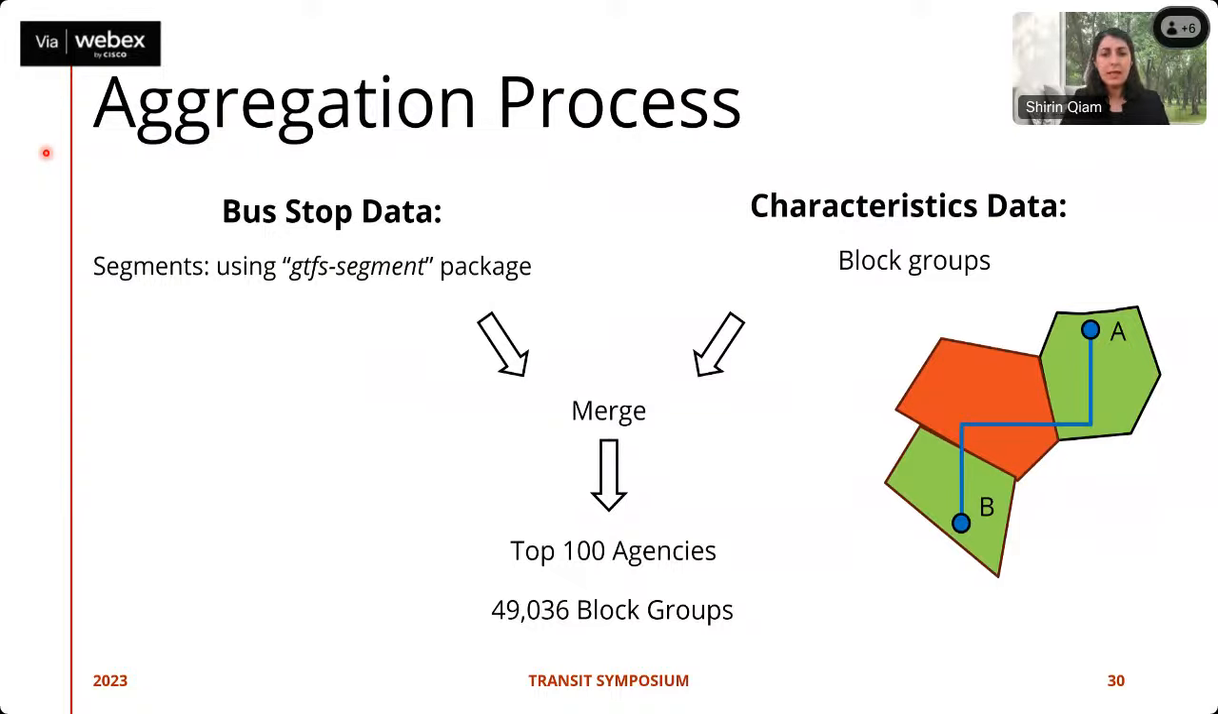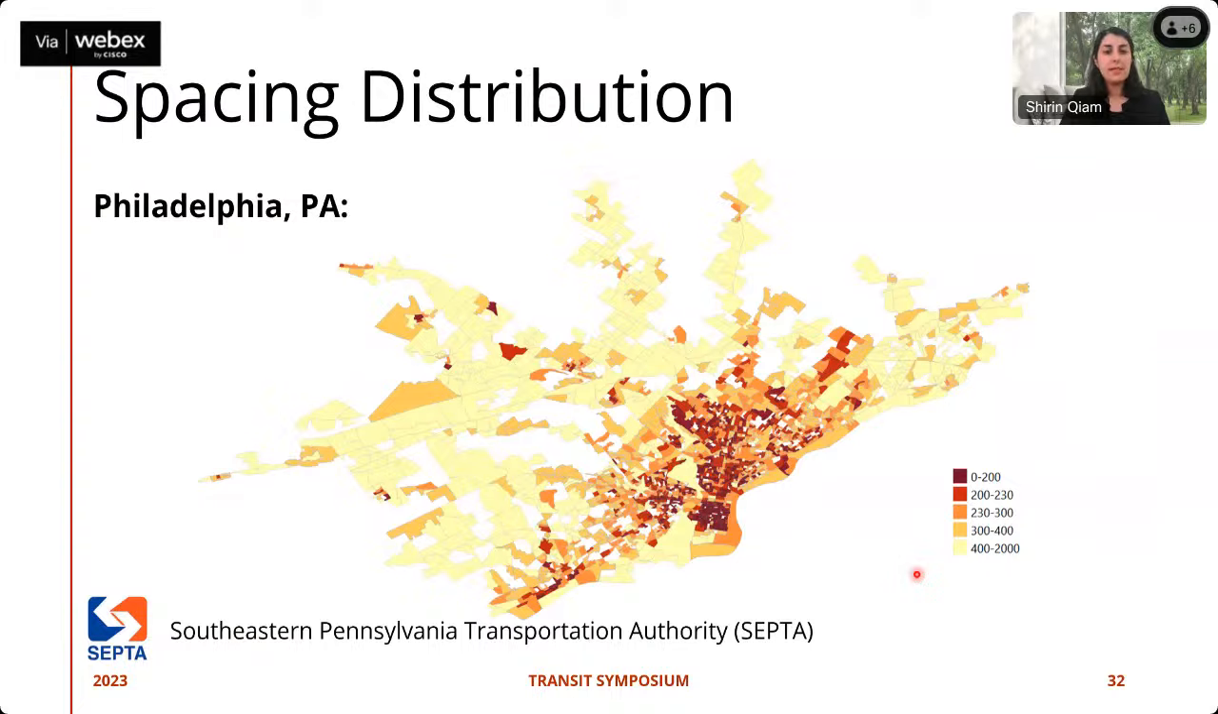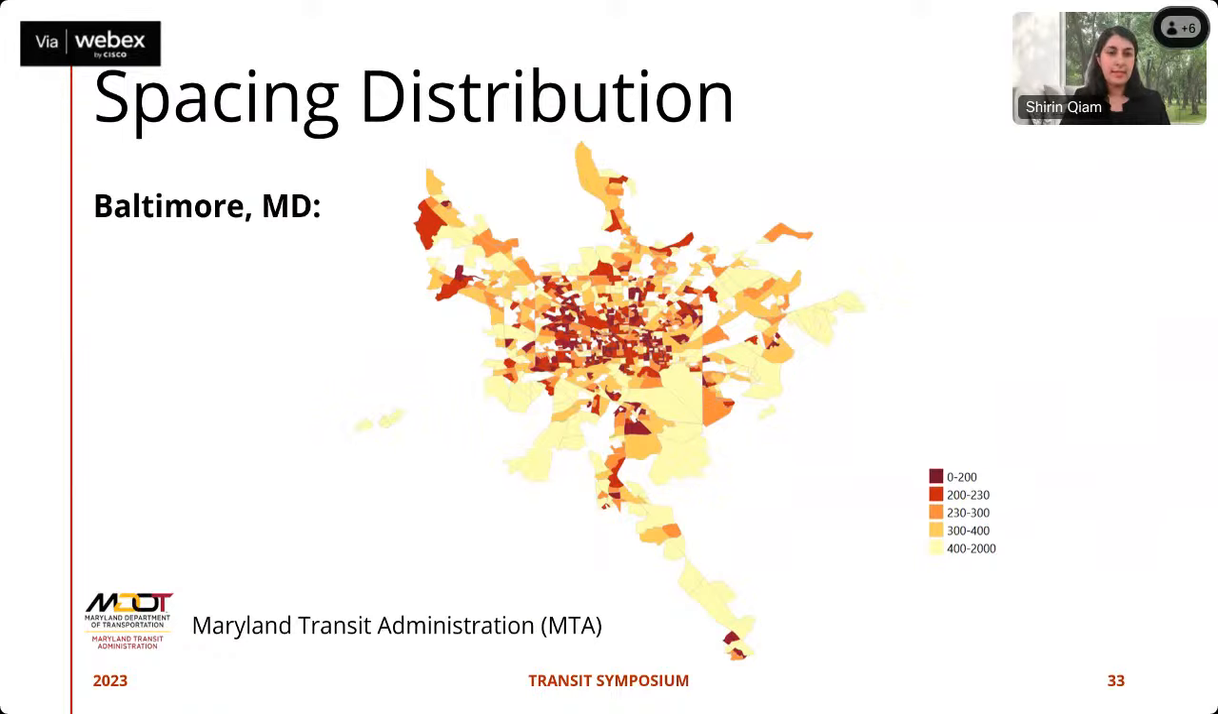Next. As we want to see what are the factors that influence spacing, the first thing we can see is how the distribution of spacing looks through different cities. For example, this is for the Philadelphia SEPTA agency, and we can see that when we're moving toward the center, we have narrower spacings in dark color. Next slide, please. This is another example for Baltimore that is showing the same pattern.